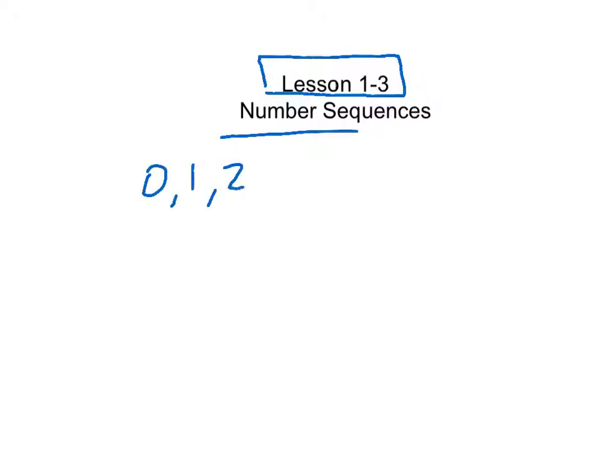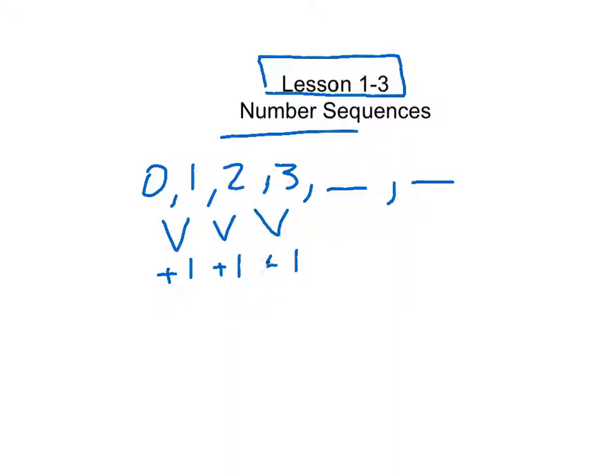Okay, we have lesson 1-3 here that we're going to go over, and some of the big ideas from that lesson. And you can see it's called number sequences. So in a simple way, when you count, you have a number sequence. 0, 1, 2, 3. What's the next one, and what's the one after that? Well, we know that each time we're adding 1, right?